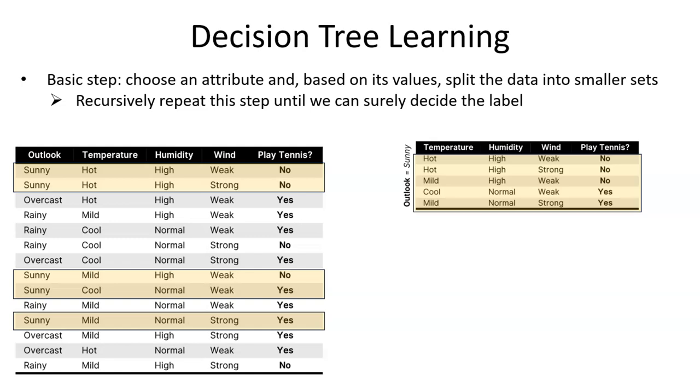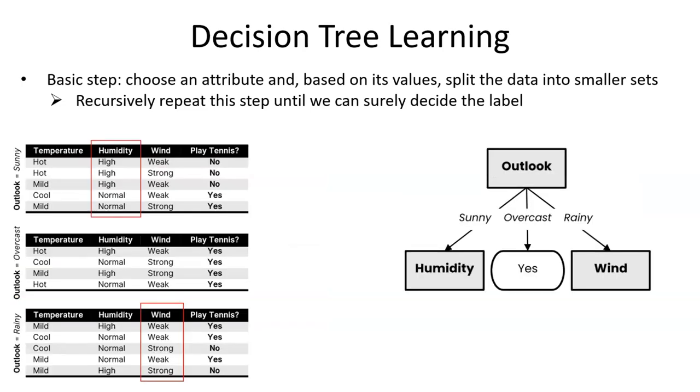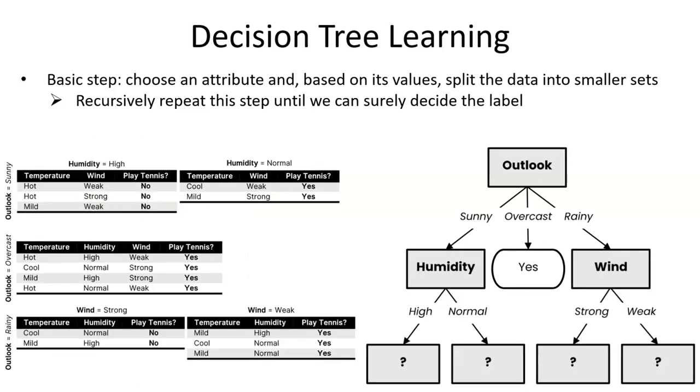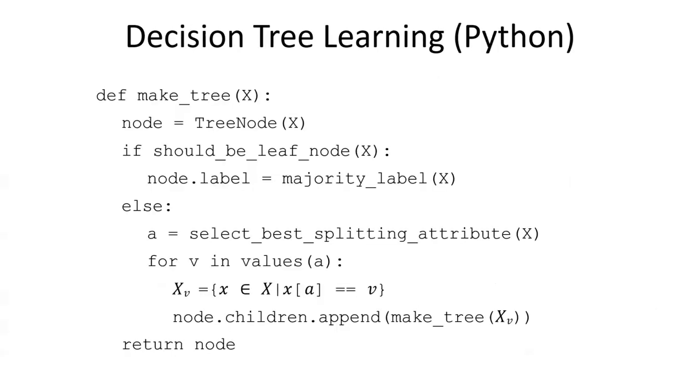The basic step: choose an attribute and, based on its value, split the data into smaller sets, and then recursively repeat the steps until we can be more sure which label to decide. Here we have three different classes. With sunny, see how it works. Another one is the humidity level, and how it affects the outlook. If humidity is high or normal, accordingly we get different decisions. So we have to see it recursively.